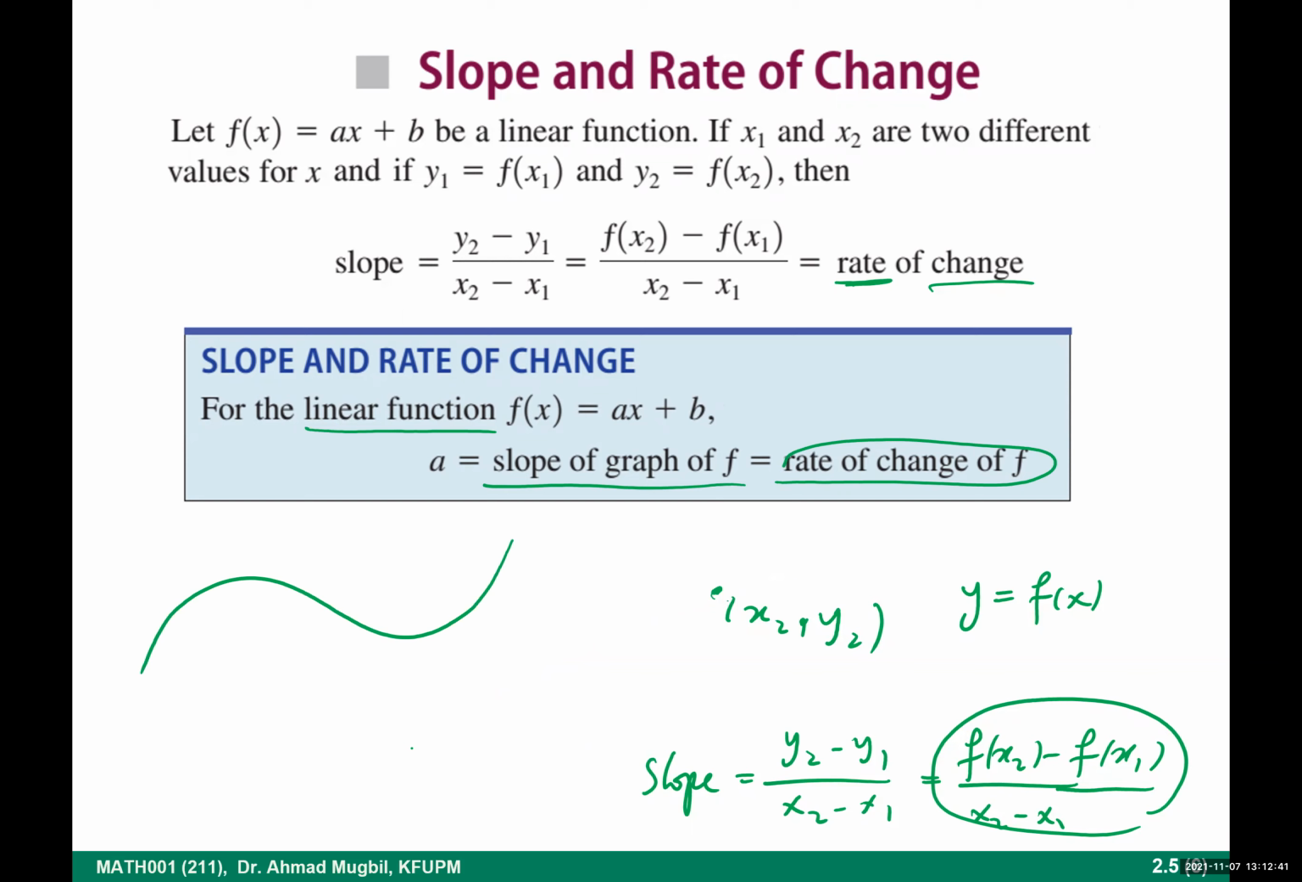It depends now. The slope here is not the same as the slope here. It is not the same as the slope here. It is not like here, not like here. It is not a constant. It is not the same always. So it depends on where you are.